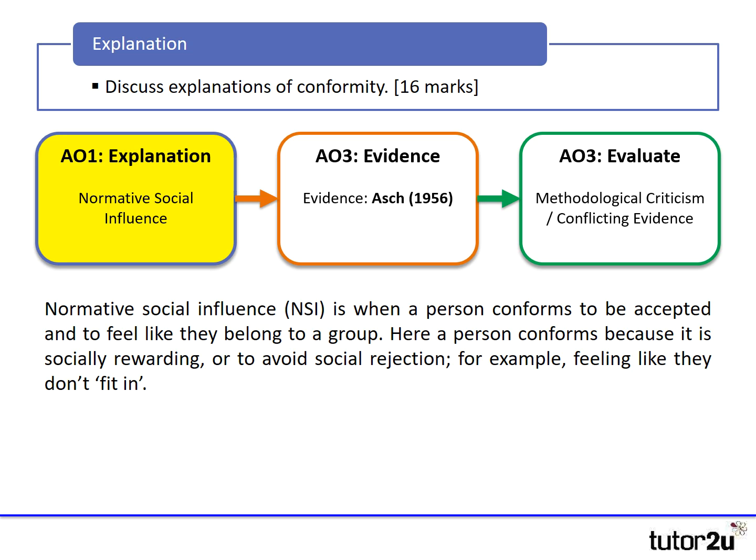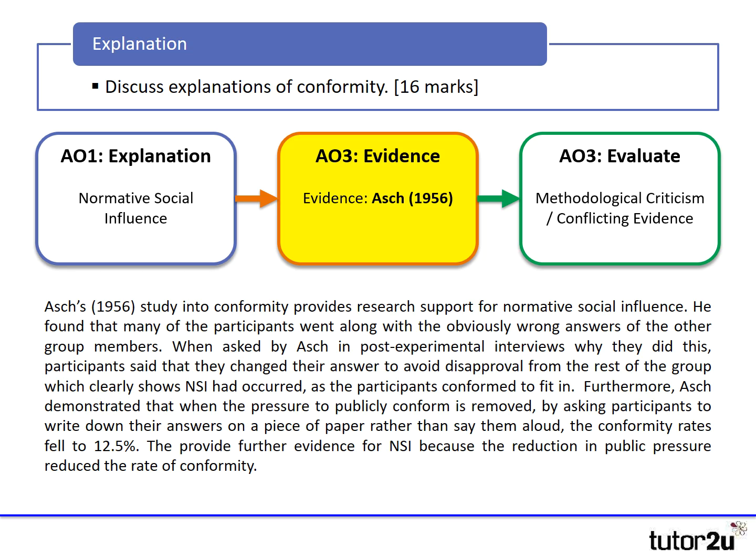So start with our first explanation. Normative social influence is when a person conforms to be accepted and to feel like they belong to a group. Here a person conforms because it's socially rewarding and to avoid social rejection, for example, feeling like they don't fit in. There's your explanation. Bringing in my evidence, look how short it is compared to the description of Asch we just did.